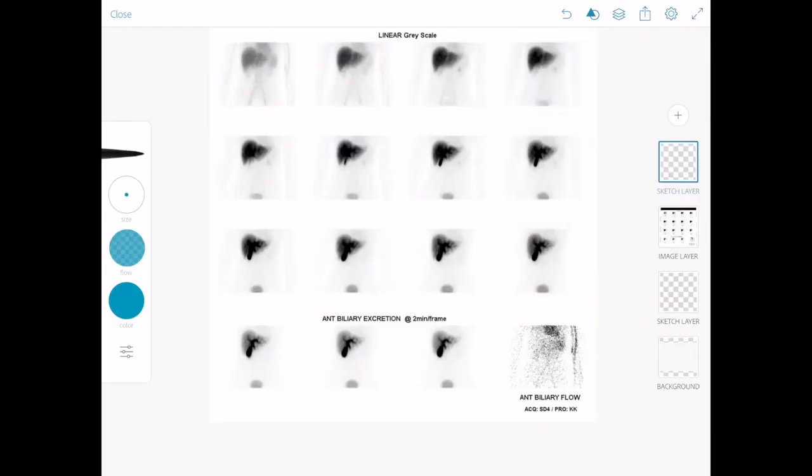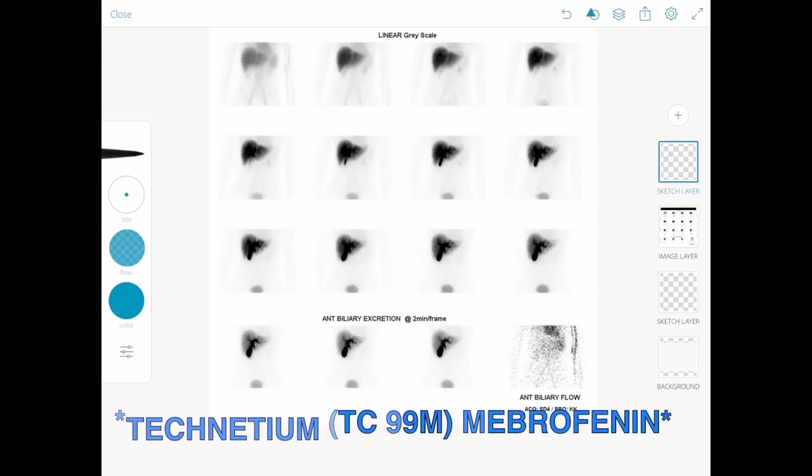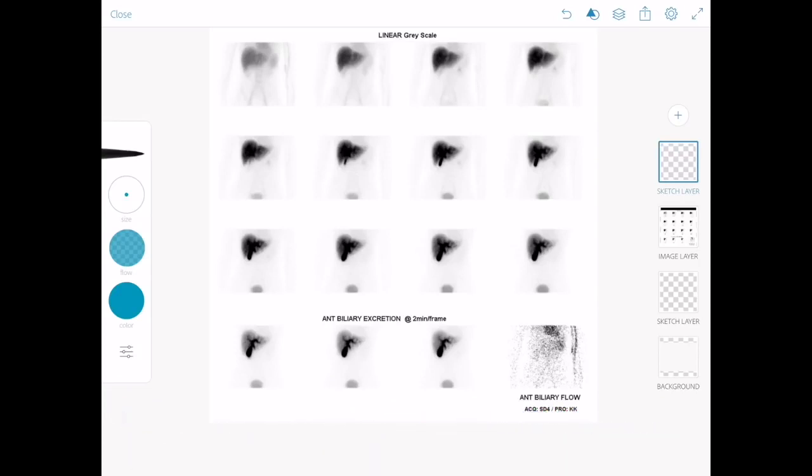Let's go. Today we're going to be discussing a HIDA scan. HIDA stands for hepatobiliary iminodiacetic acid scan. So what we do with this scan is we inject a radio-labeled substance, technetium mebrofenin, and it goes in through the bloodstream into the liver, and is excreted via the biliary system. So as you can see, it gets taken up by the liver, and then as you see, the gallbladder will eventually start showing up.